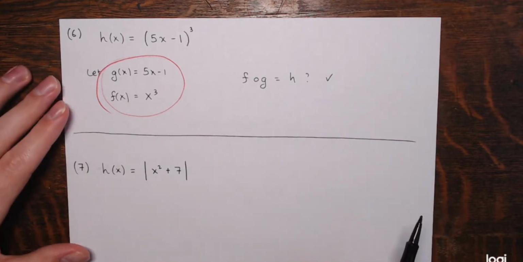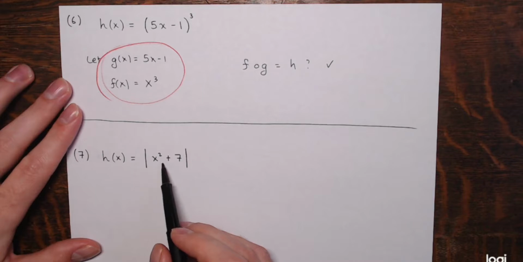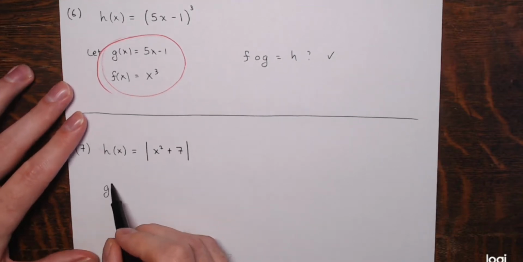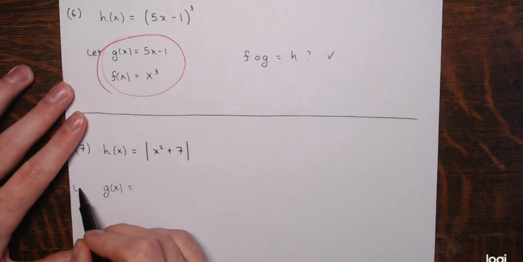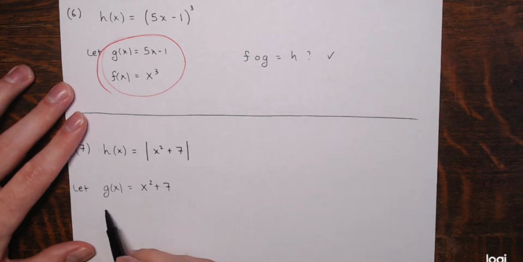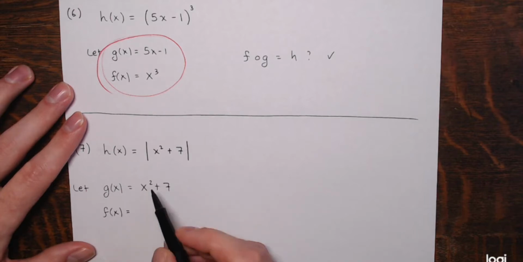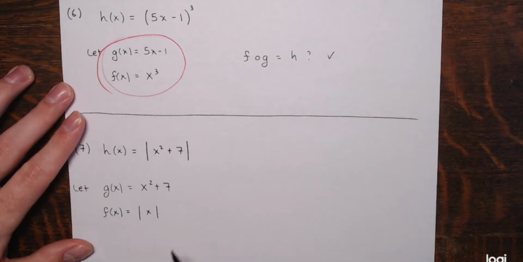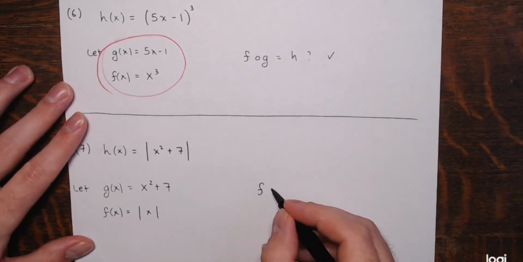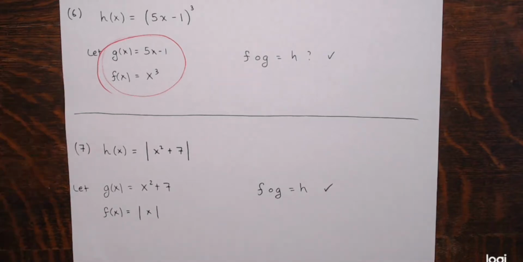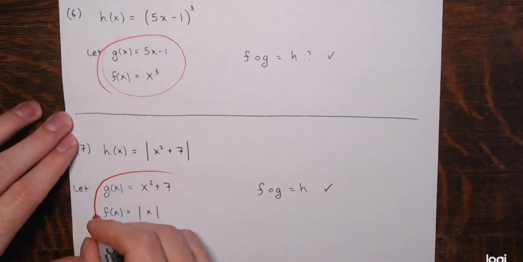All right, example 7, same thing. It looks like I have this x squared plus 7 inside an absolute value function. So I'm going to let g of x be the inside expression, x squared plus 7, and then f of x be the expression that it's inside, which would be the absolute value of x. It's just x squared plus 7 put inside the absolute value of x. And then check, is f composed with g equal to h? It should. It looks good to me, but I'll leave it to you to double check it.